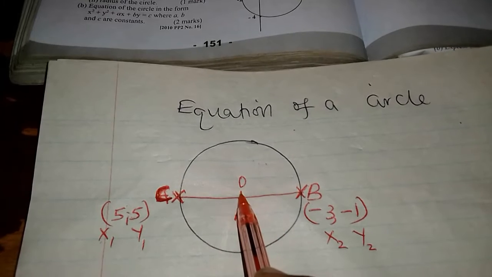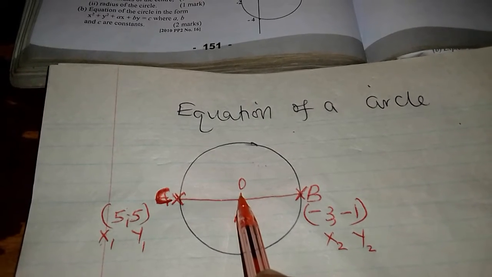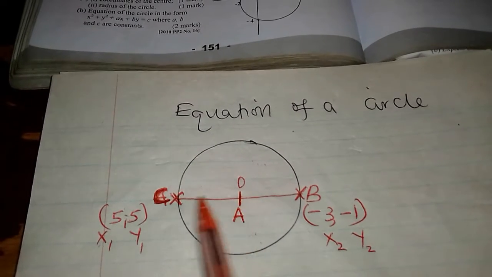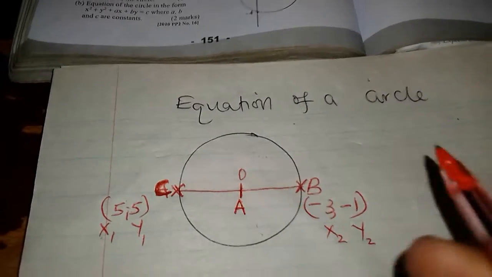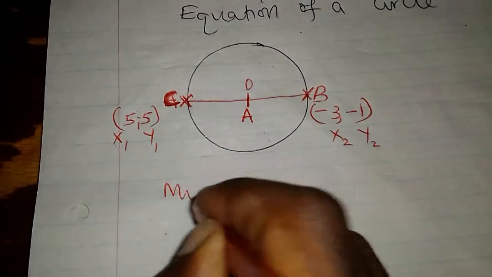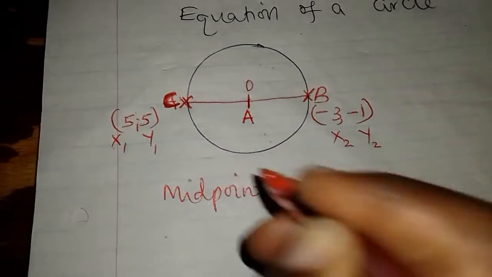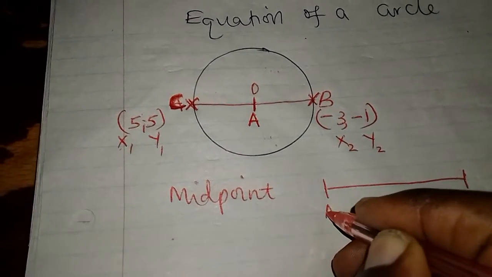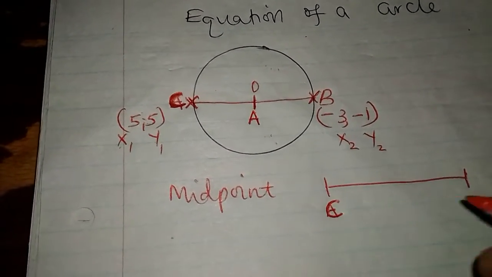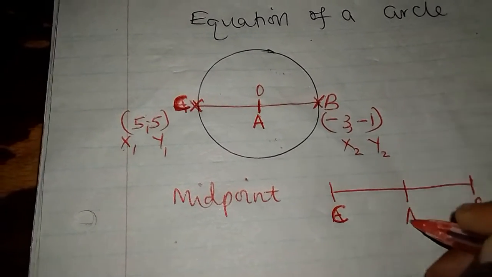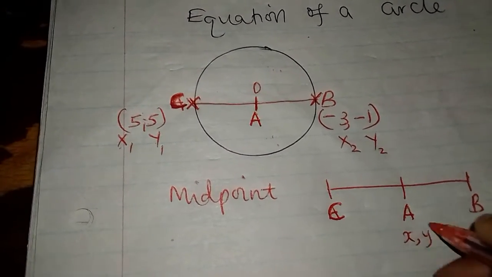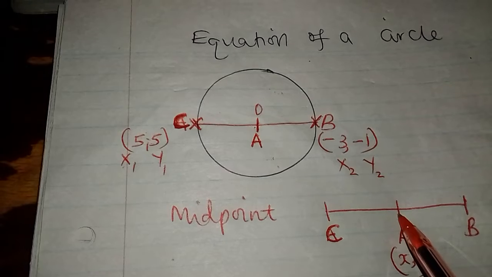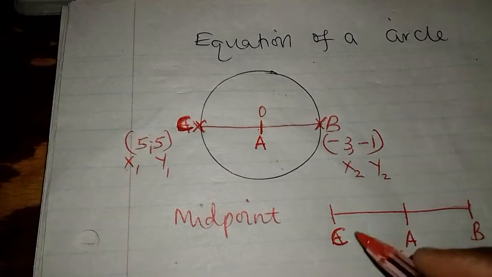So how do I get the coordinates of the center of a line? How can I get the midpoint of a line? In other words, it's easier. The midpoint of a line is obtained in the following way. I can call this A, this C, and this B, with the center as A. I want to get the midpoint of this line CB, which gives the coordinates of the center of the circle.